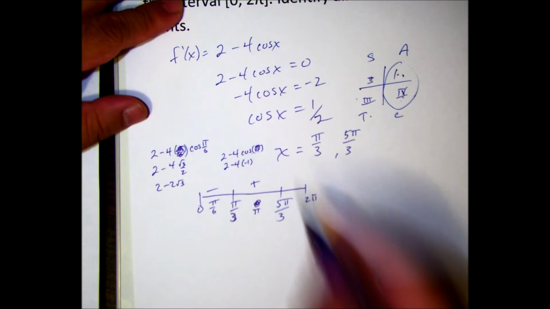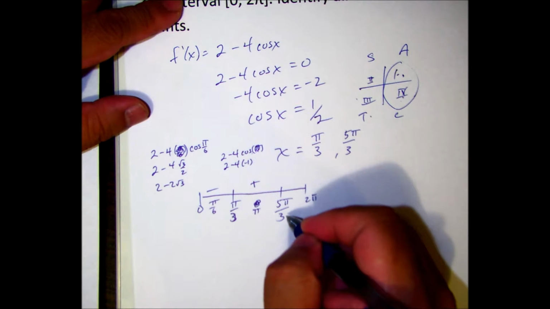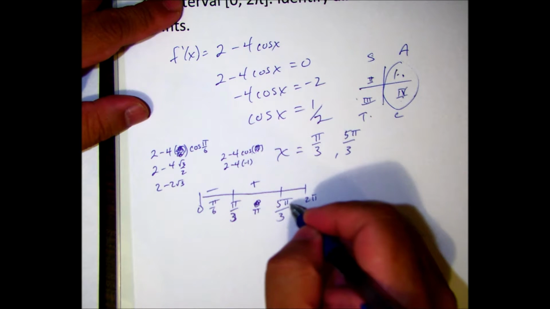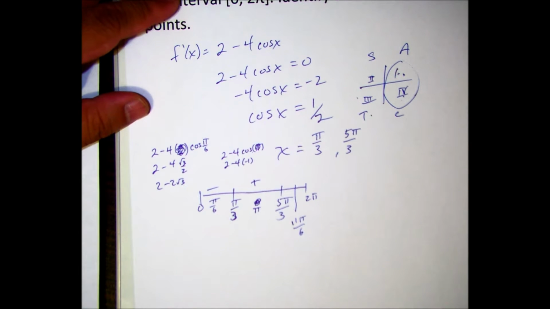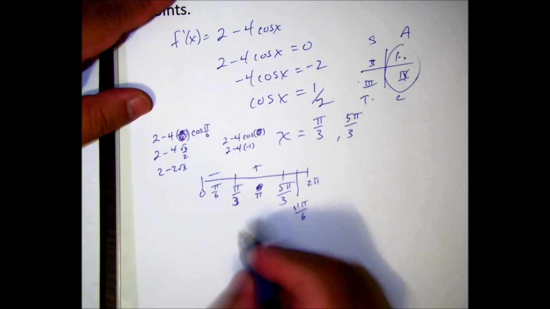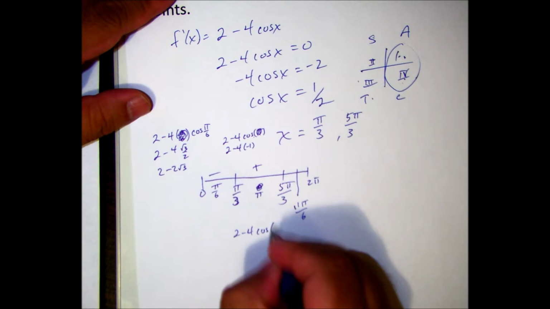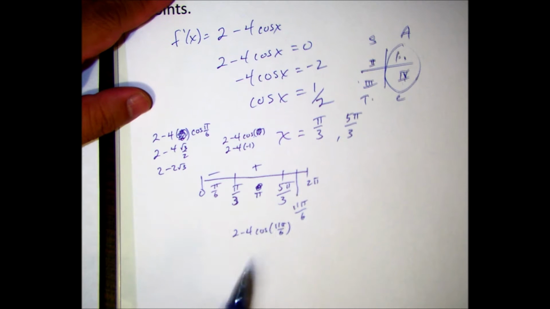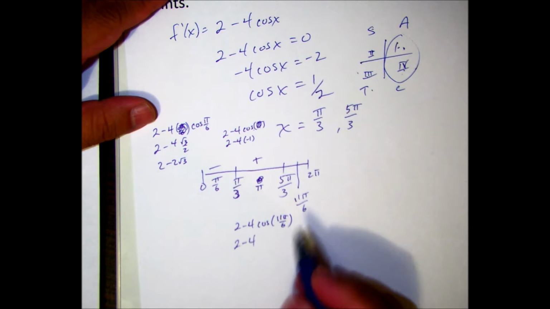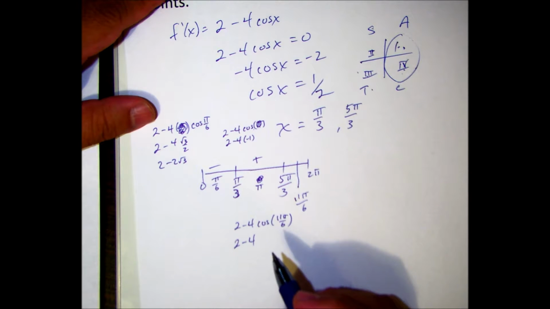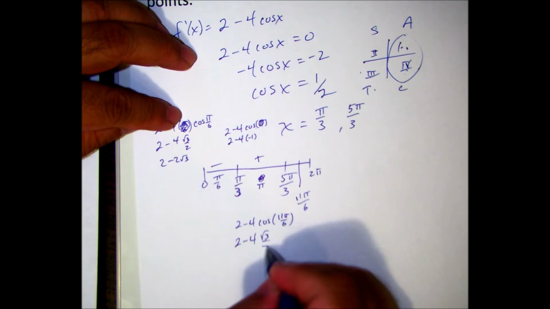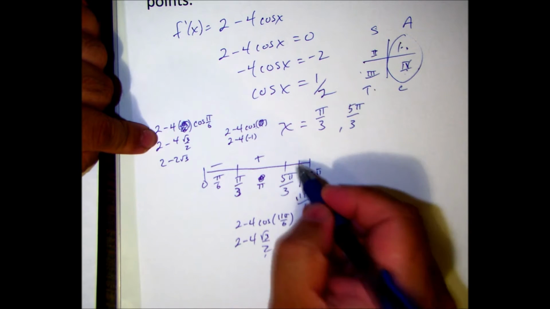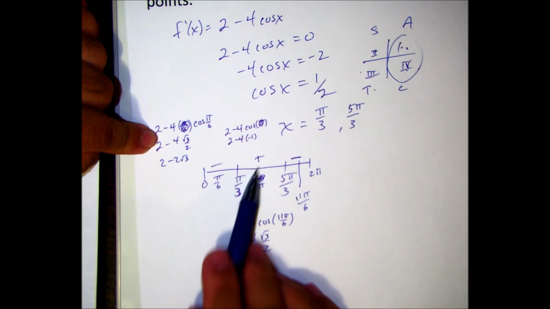But let's double check. What is 5 pi over 3? Let's do it in terms of 6. Denominator 6, that's going to be 10 pi over 6. So another number in here is 11 pi over 6. Plug that in. That's going to be 2 minus 4 times the cosine of 11 pi over 6. And what is that? What's cosine 11 pi over 6? It's positive, and it's going to be the same as it was last time with pi over 6. So it's square root of 3 over 2. So in fact, the expression is identical, so it's going to be negative in this region. So it's decreasing, then increasing, then decreasing.